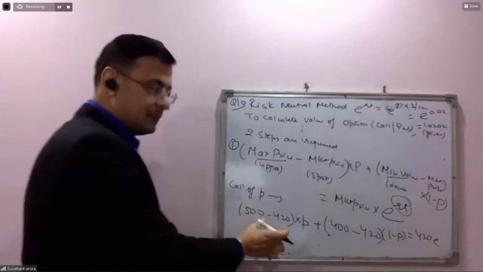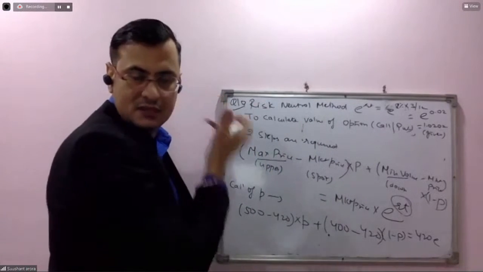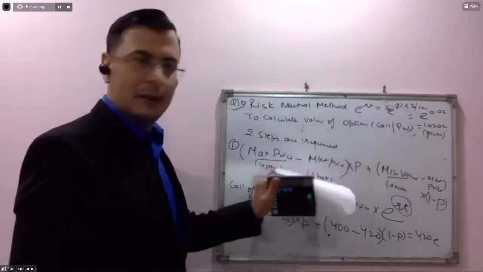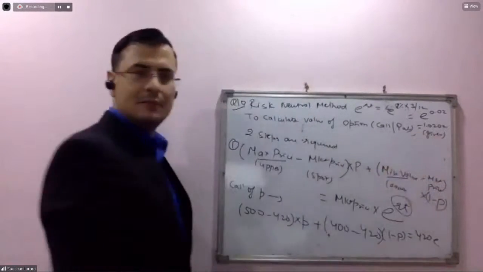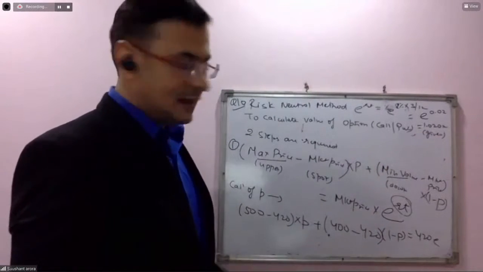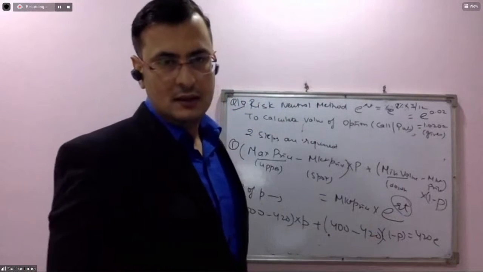Clear? So I'm repeating this. Maximum price minus the market price. Maximum price is 500. Market price is 420. Multiply by P, plus minimum value minus the market price: 400 minus 420, 1 minus P, equals 420 into e to the power RT. Okay? RT.